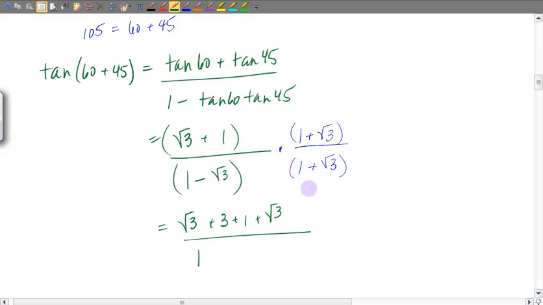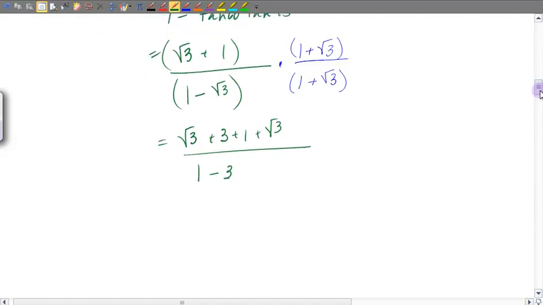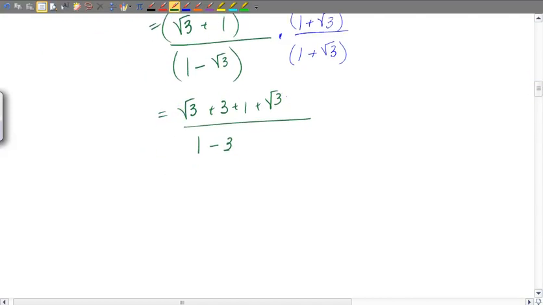And the last term would be minus 3. Now I need to simplify my numerator and my denominator. So this square root of 3 and this square root of 3 are what we would consider like terms. So how many of those do I have? I have 2 square roots of 3. And then this 3 plus 1, those are like terms, so that becomes 4. The denominator is negative 2.